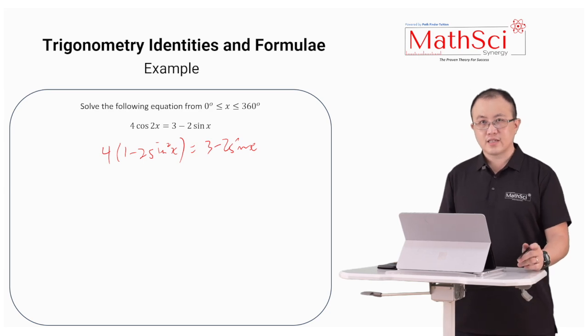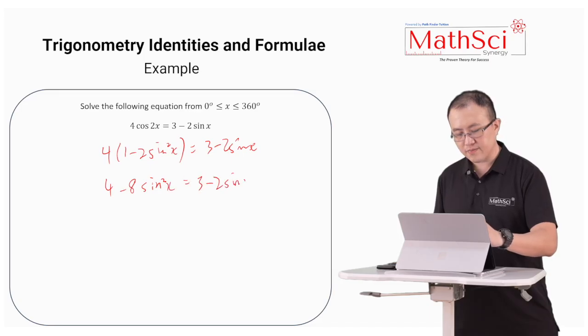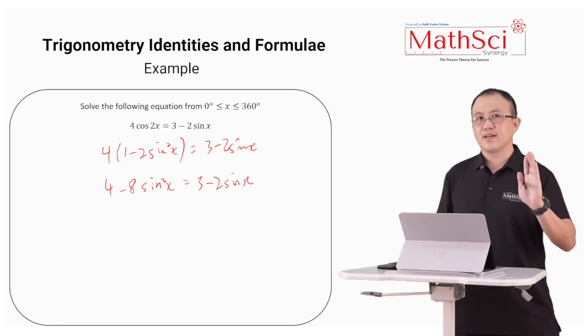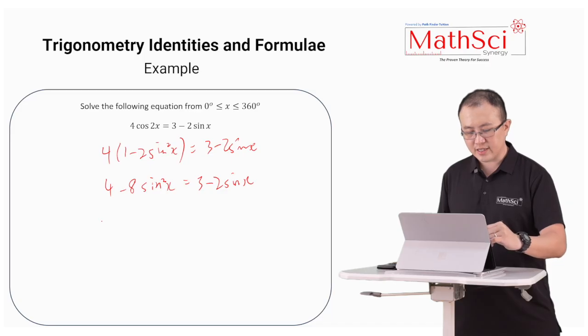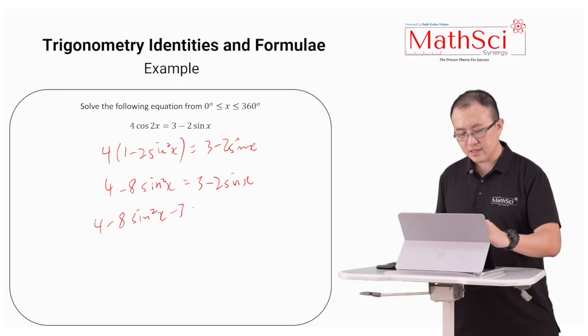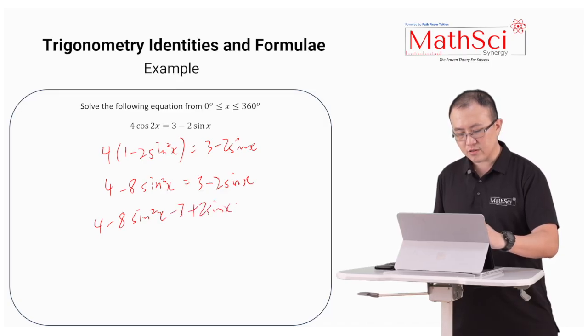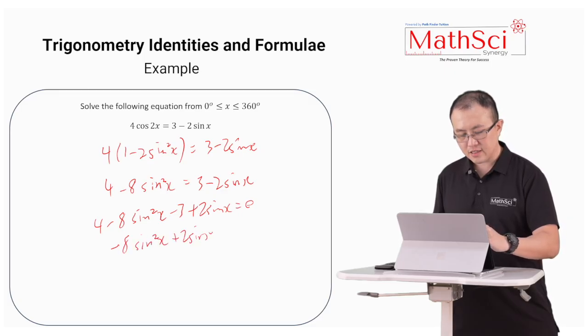Okay, something like that. Then I'm going to expand. I'm going to get 4 minus 8 sine square equals to 3 minus 2 sine x. Right, so now you can see it's a perfect quadratic equation in sine. Then I'm going to move the terms in such a way that I move everything to one side. So 4 minus 8 sine square x minus 3 plus 2 sine x equals to 0. So minus 8 sine square x plus 2 sine x plus 1 is equal to 0.